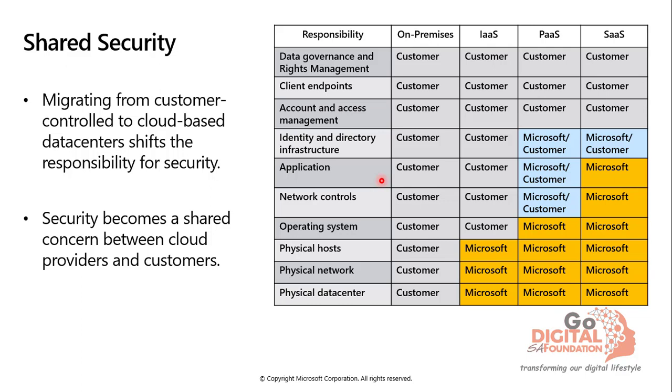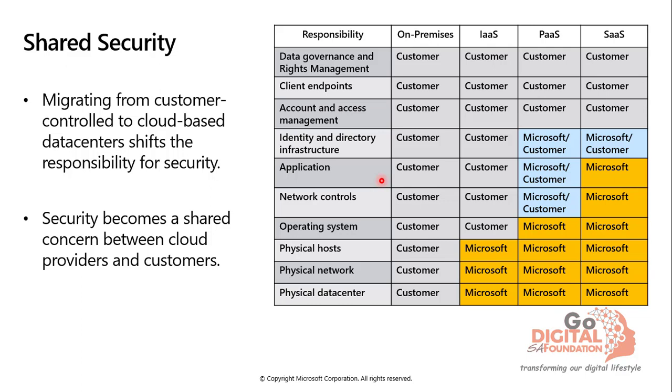And then with the IaaS, you are using the infrastructure more, but they give you the infrastructure and then the other stuff like operating systems, the network controls, applications, etc. You have to take care of the security for it. And then with the PaaS, the network controls, applications, and identity and directory infrastructure, you have like 50% that you control, and then Microsoft has 50% that they control on their side.